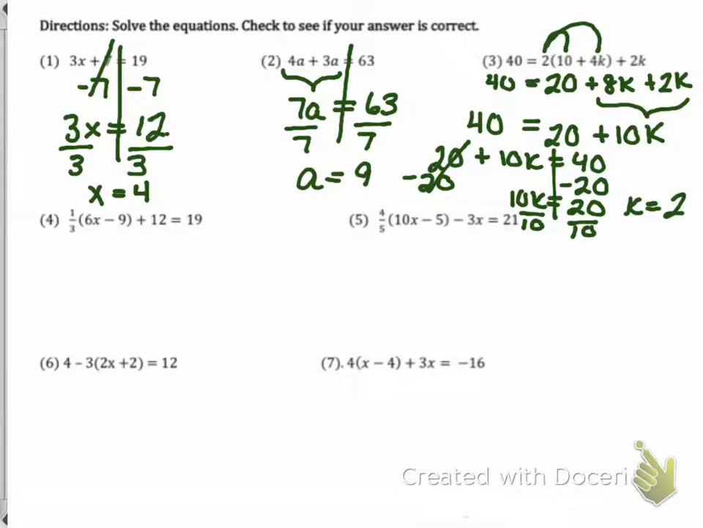So in numbers 4 and 5, I wanted to specifically make sure that I included some fractions. A lot of times fractions scare us. Don't let it scare you. It works the same as whole numbers. So in number 4, again, I see a set of parentheses. So that tells me I need to distribute first, right? So I'll distribute the 1/3.